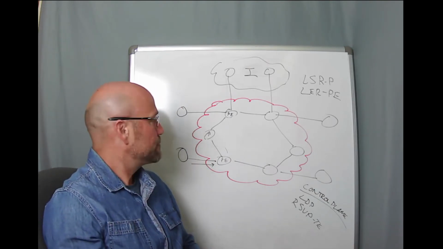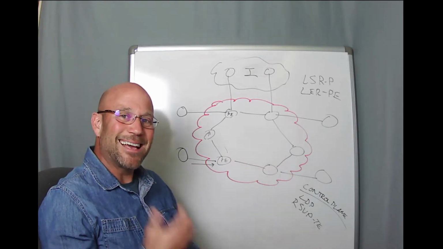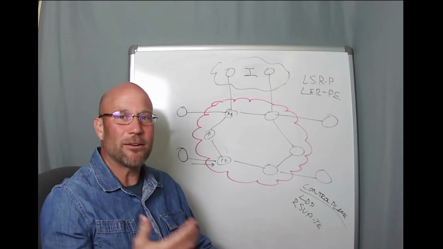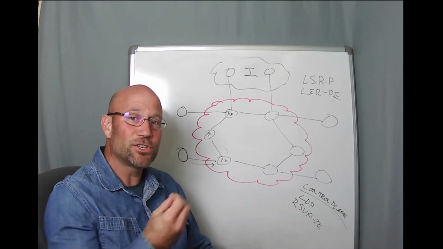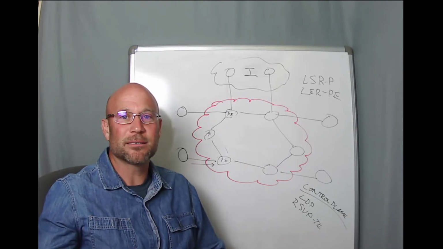Now, one more thing. These boxes that are now able to support MPLS can also still be IP routers. It's not that they can't route IP packets anymore. It's that they can do something additional to IP routing now. They can now additionally support MPLS. Okay?